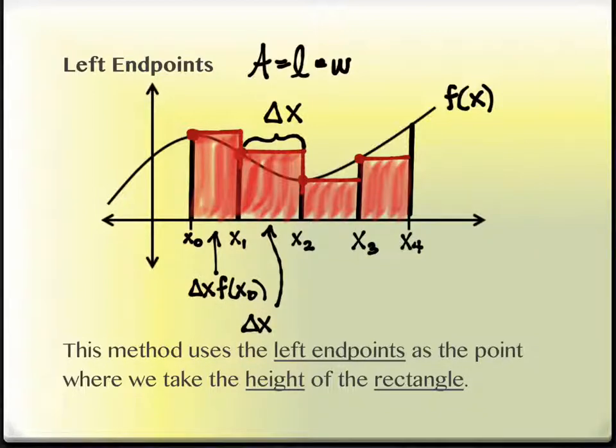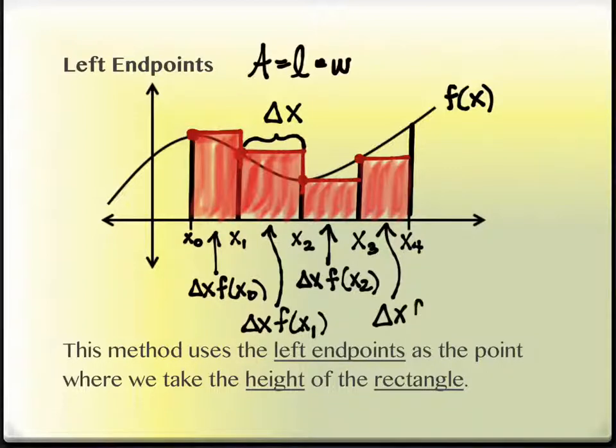x1. It's at x1, so it's f of x1, right? What about my height on this one? Well, its width is delta x. What's my height? f of x2. And then my last one, again, a delta x, and it's f of x3. Because I've used the first 4 of the 5. I have 5 endpoint values I've labeled, x0 up to x4. And I've used the first 4 of them as my first 4 heights because it is the left endpoints I'm supposed to be using. So far, so good?